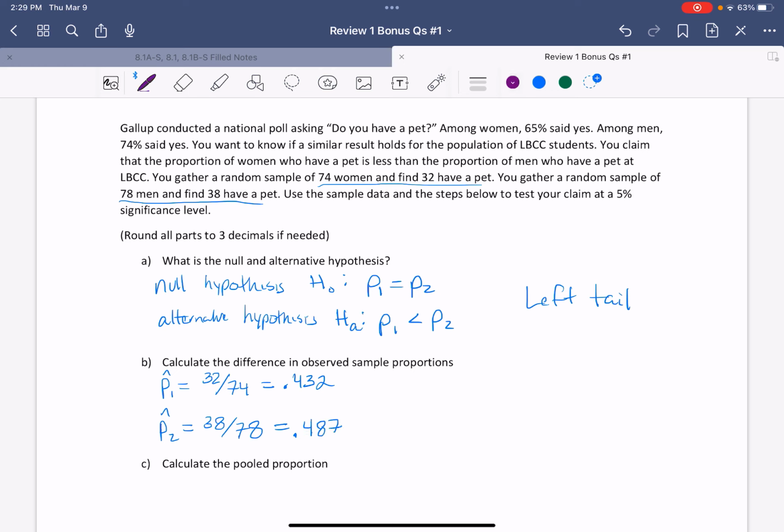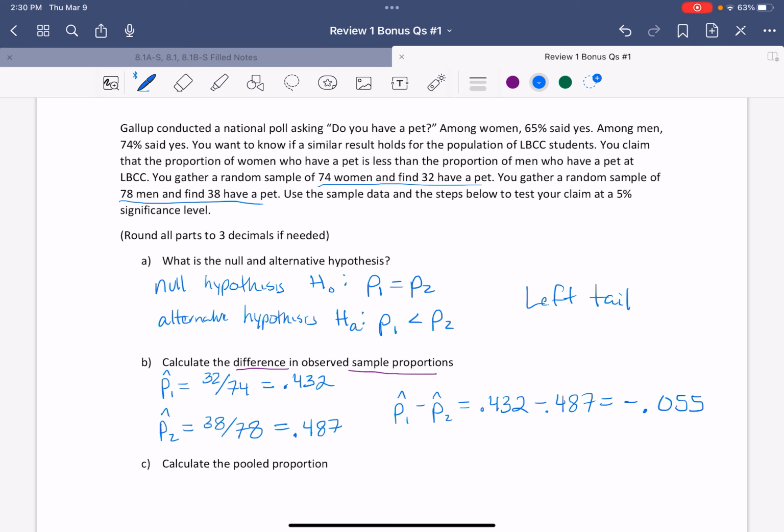0.487. We are not done though, because it was not just asking for the individual sample values. Really, it wants the difference in the sample proportions. It wants the difference of them, which is telling us to subtract them. So P sub 1 hat minus P sub 2 hat equals 0.432 minus 0.487. Which once you do that subtraction, you get negative 0.055.